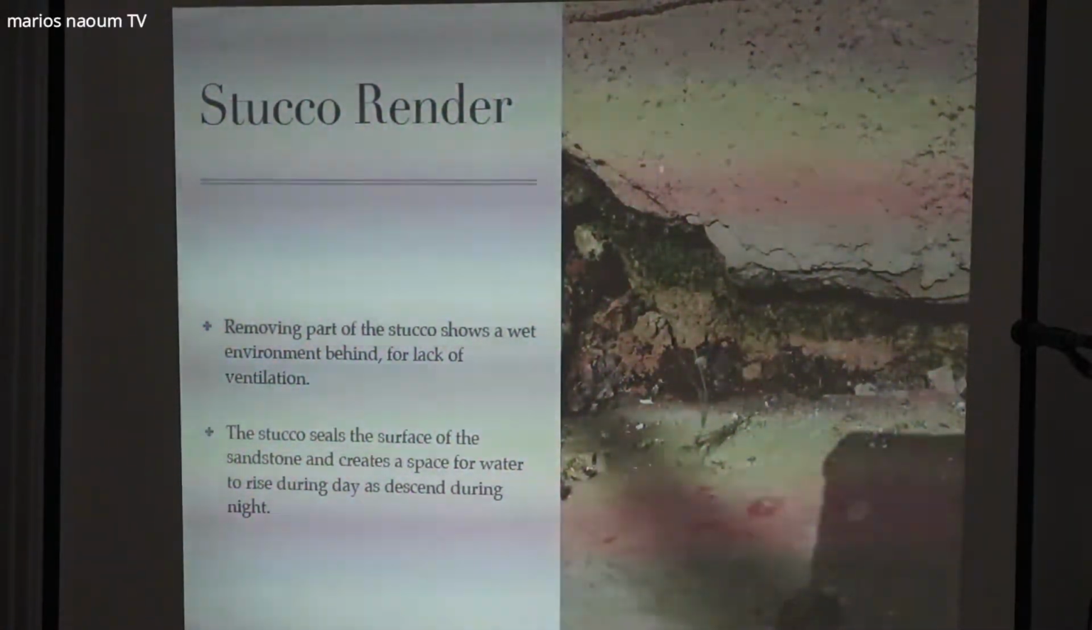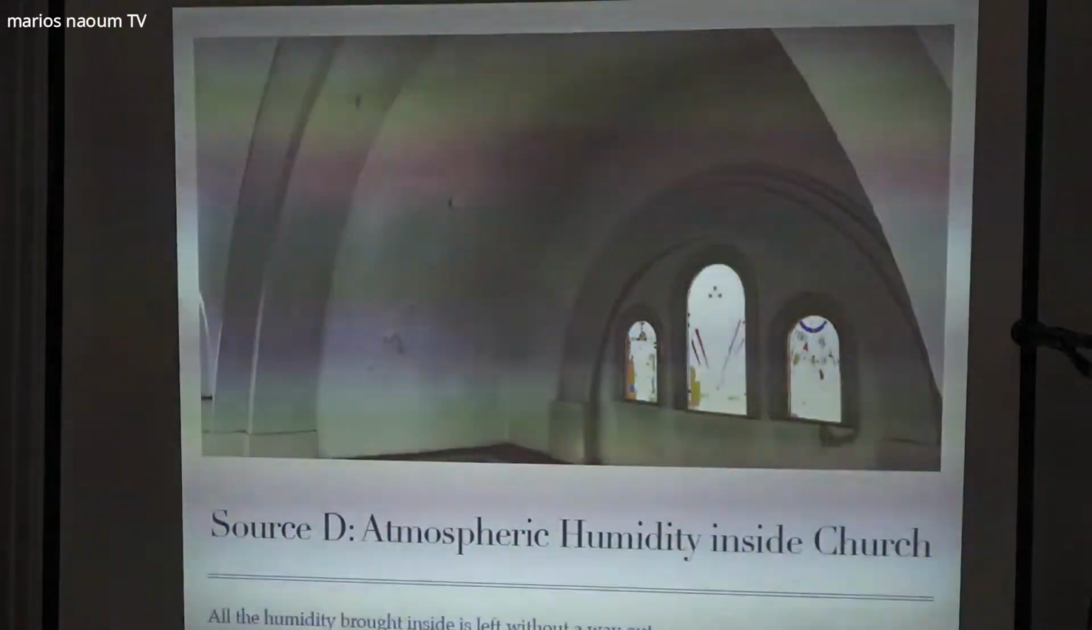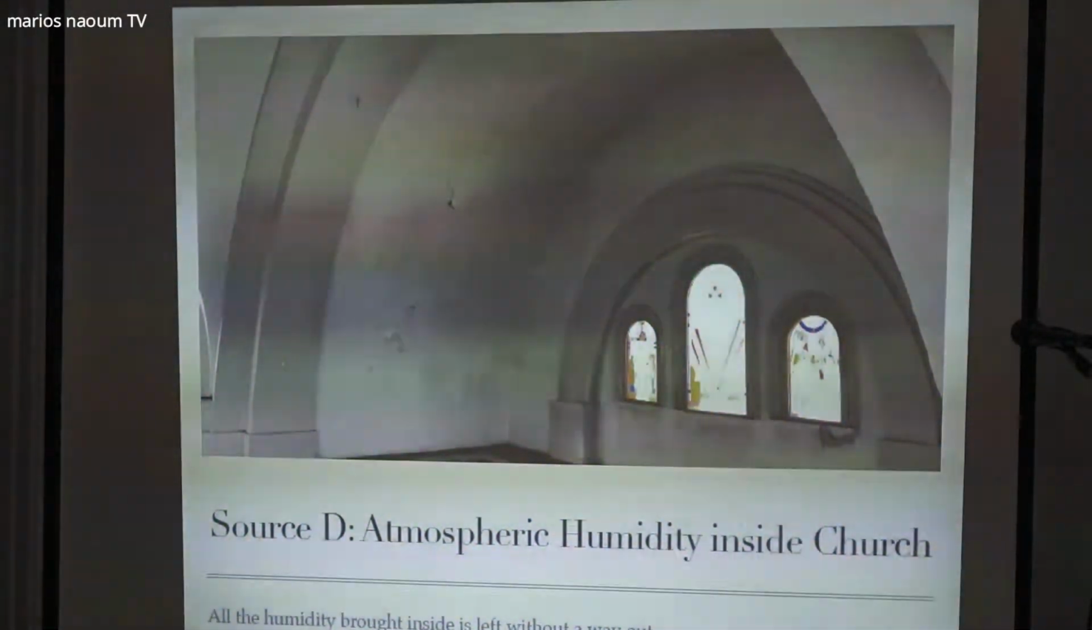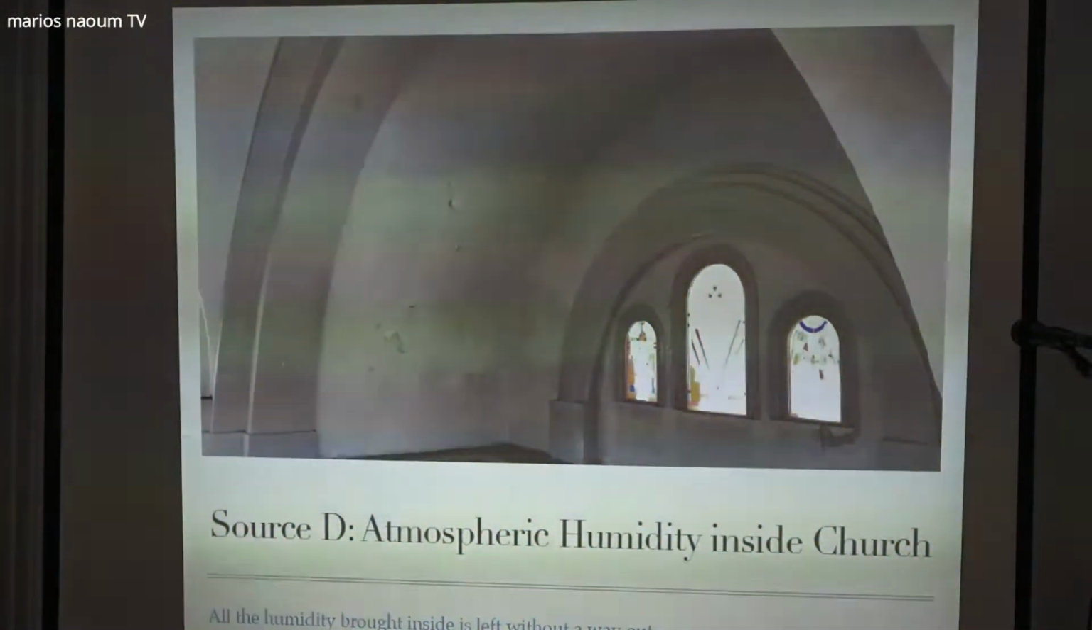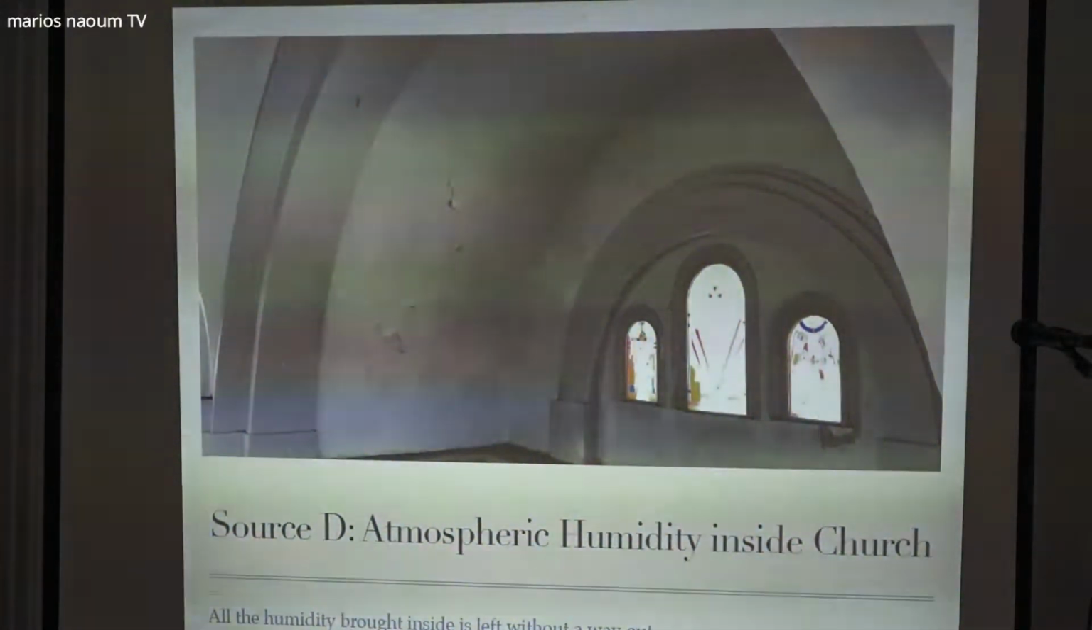We did that with Tony, and it's basically a cultivation of moss. The atmospheric humidity, which is all of these humidity sources that we have examined, bring in humidity and there is no way out for it. So we have a general problem regarding the quality of the stucco.